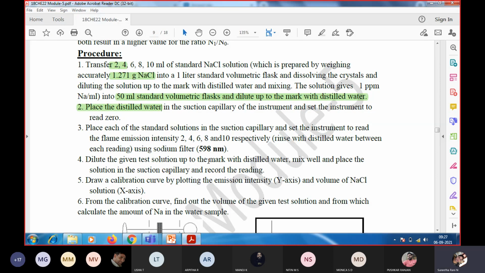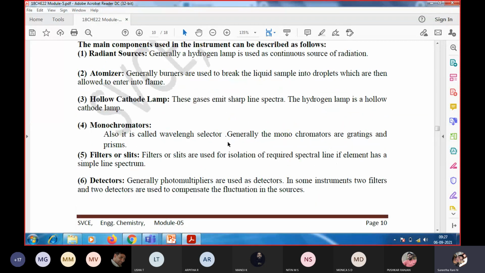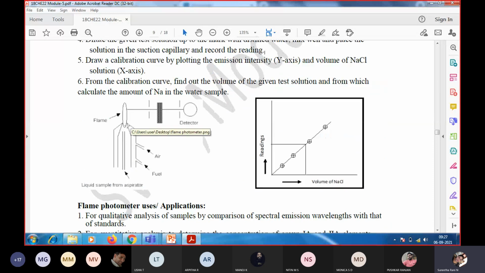Place these standard solutions into the capillary and set the instrument to read the flame emission intensity at 589 nanometers. At 589 nanometers, what happens in this instrument? See, this is the instrument. After preparing a series of solutions, you have to keep the solution here at the capillary.